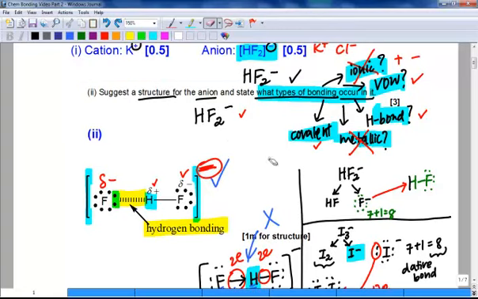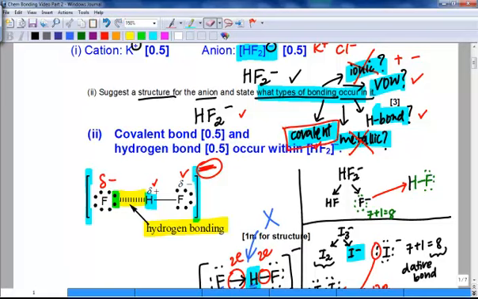So now let's go back to the question: what types of bonding? Out of all these options, you have covalent bonding, because of the bond between the H and F, and of course it must be hydrogen bond as well. So you have gotten your correct answer: covalent bond and hydrogen bond.